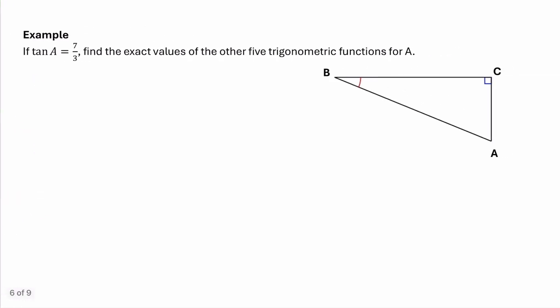So now let's try this example. It tells us that the tangent of A is 7 over 3, and we want to find the exact values for the other 5 trig functions. Let's think about what tangent means. Tangent of A means opposite over adjacent, right? So the opposite is going to be 7, and then the adjacent is going to be 3.